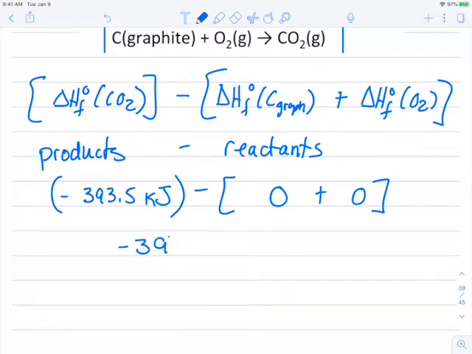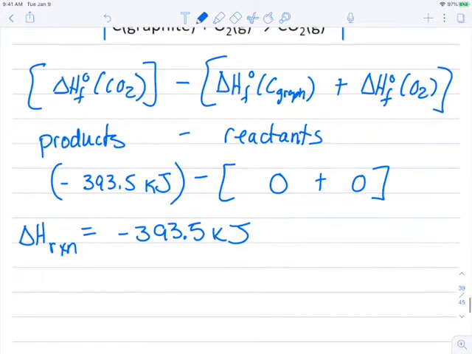negative 393.5 is going to be our answer, and that is delta H for our overall reaction. All right, so any questions?